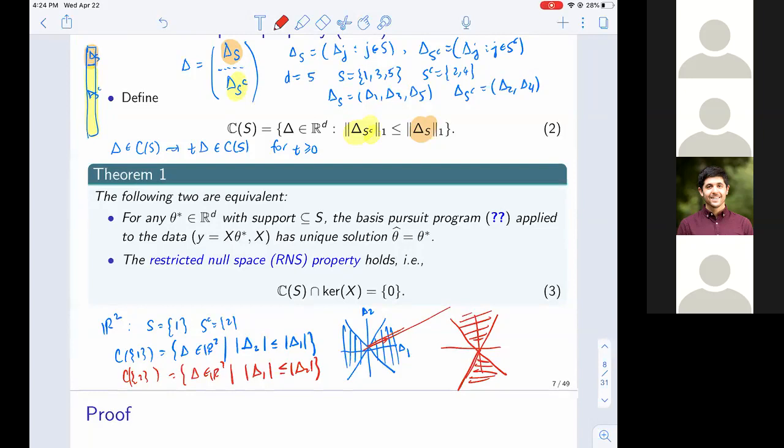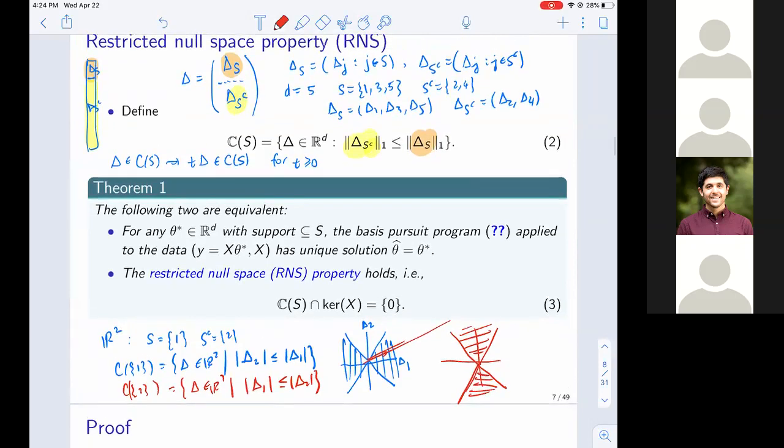And that the restricted null space property holds, in the sense that the intersection of the null space of X with this cone is the trivial set. So both sets contain 0, and it is saying that nothing but 0 is in the intersection.